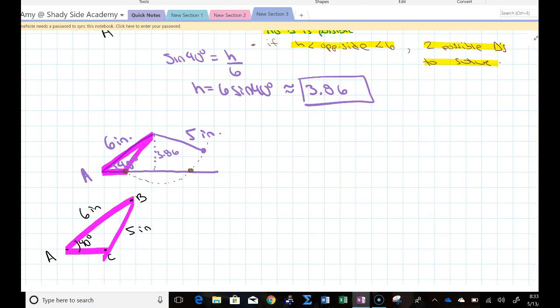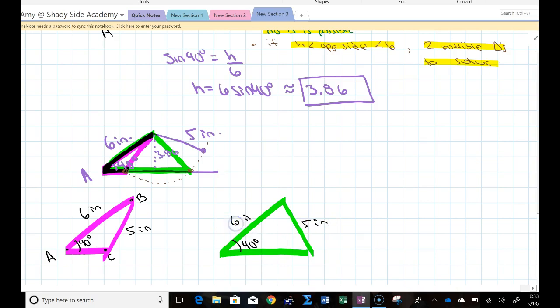But here's the second triangle that's possible. Here to here to here. And again, look at Miss Ament as she swings that ruler back and forth. Here's that one, and it looks like this. This is 40 degrees. This is 5 inches. This is 6 inches. Vertex A, vertex B, vertex C.